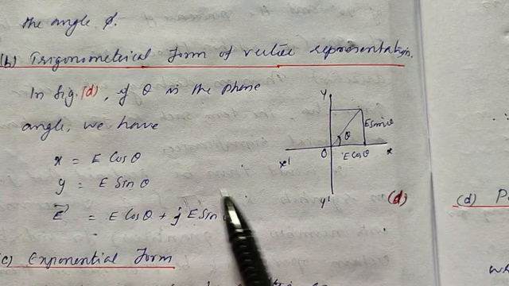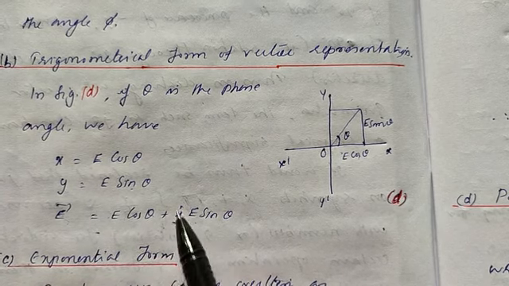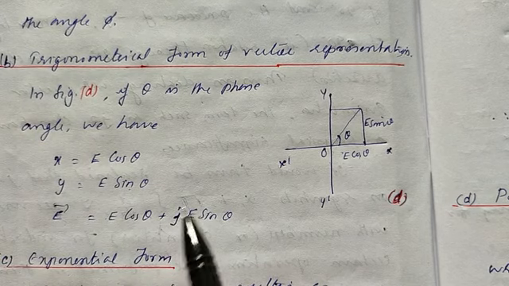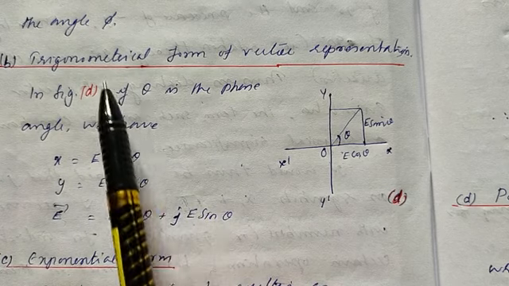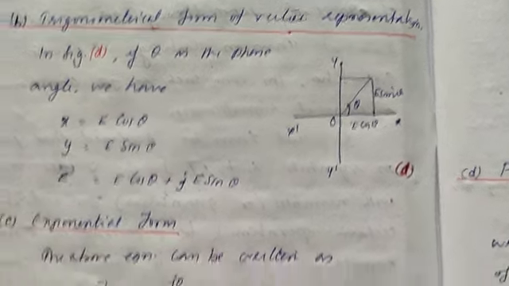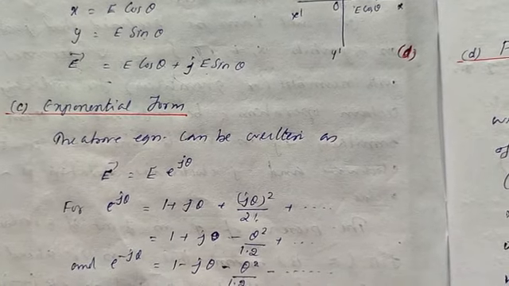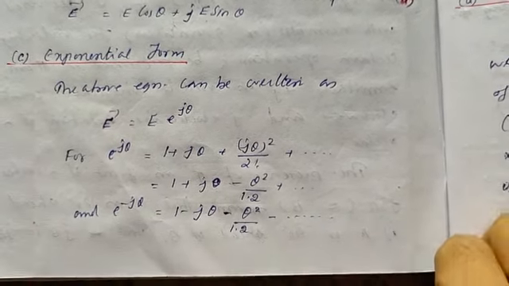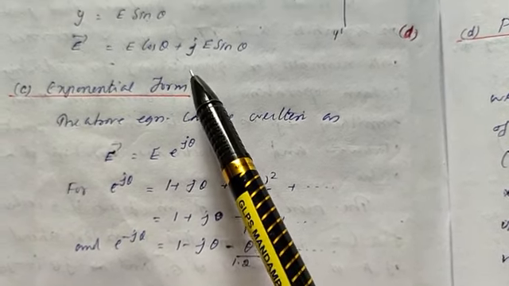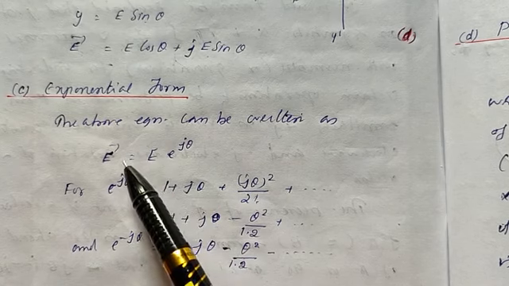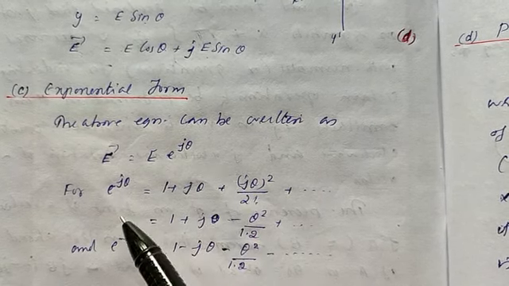So the vector quantity can be represented as the combination of these two parts using the j operator like this. So this is another form of vector representation using the operator j, and it is known as the trigonometrical form of vector representation. And the third form is the exponential form. So exponential form means the above equation can be represented as E is equal to E into e raised to j theta.